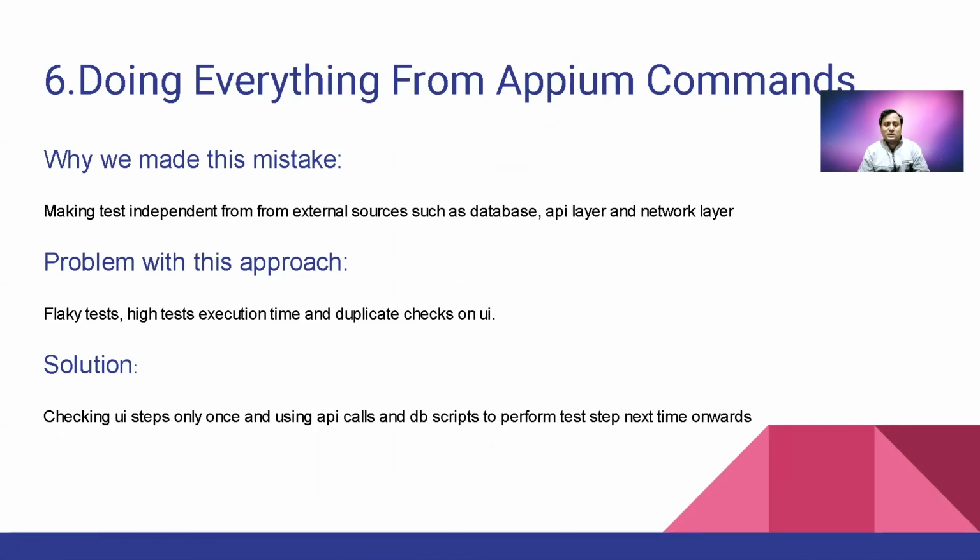Sixth mistake we were making was doing everything from APM commands. The idea behind that was to not use external sources such as database, API layer and network layer to remove the dependency on those particular APIs or networks. Problem with that approach, we were seeing a lot of flaky tests, high execution time, and duplicate checks on UI. To fix that, we started making APM calls on UI only once, and later for other stuff, we were using API calls and DB scripts. The idea behind that is, if things are working once, it should work every time during the test execution period.